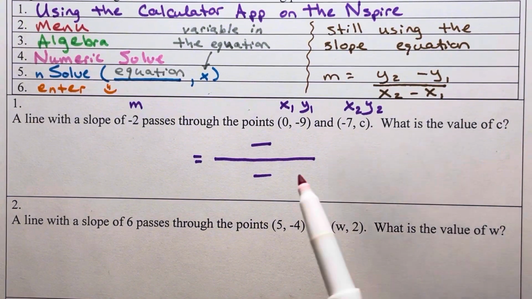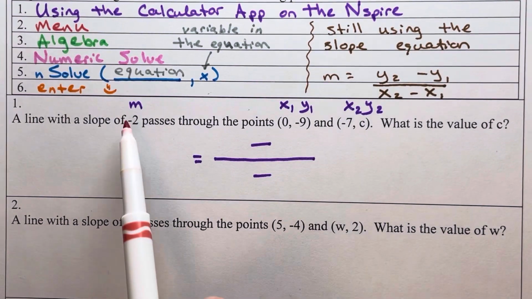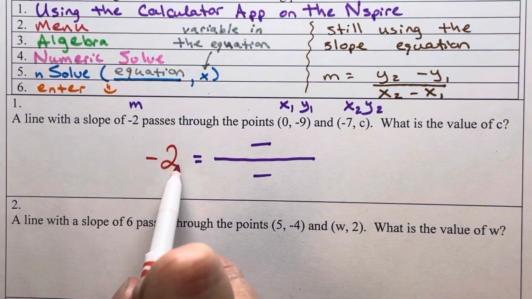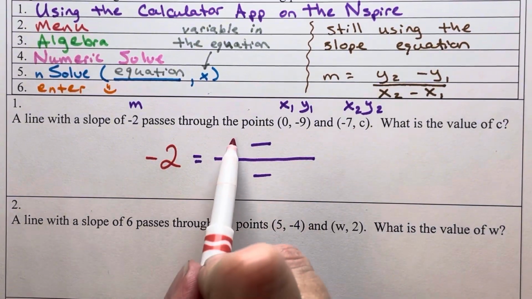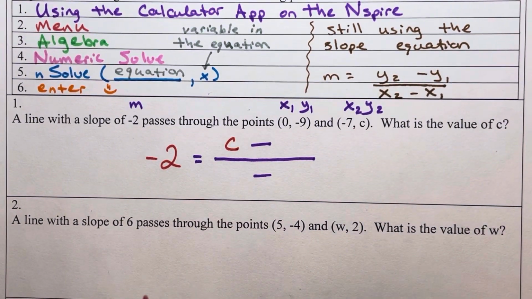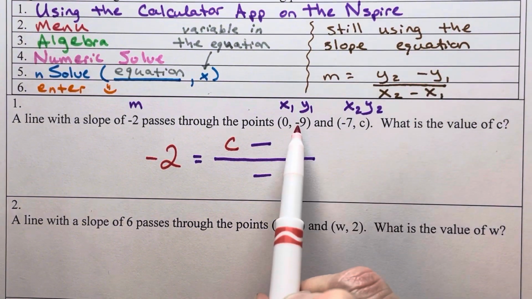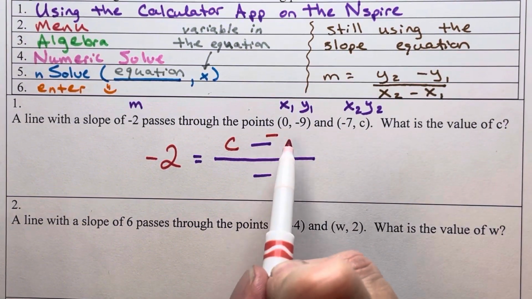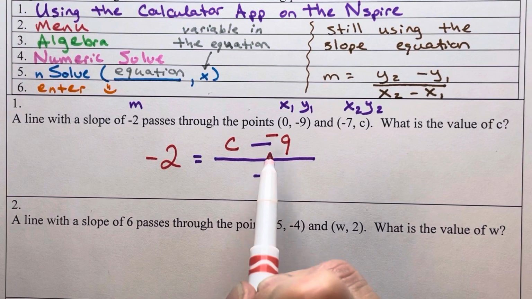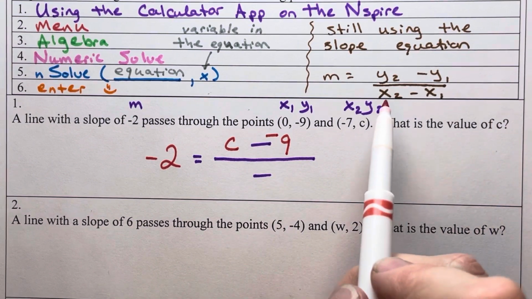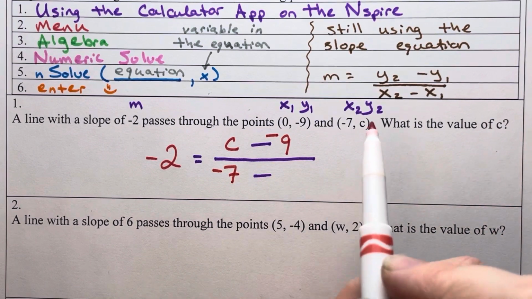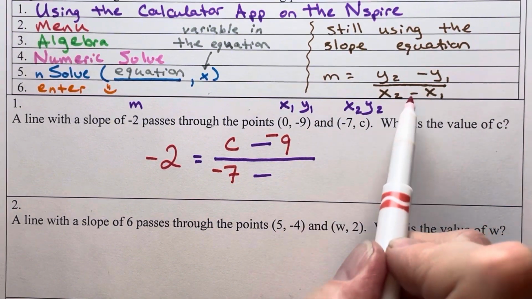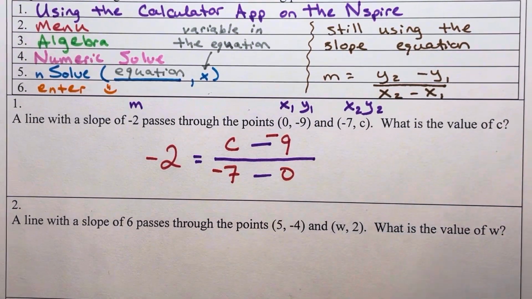Let's do that now. So our slope, m, is -2. Our y2 value is our unknown of c. Our y1 value is -9. So yes, you do have two negatives side by side, and that's just fine. Our x2 value is -7. And finally, our x1 value is 0.